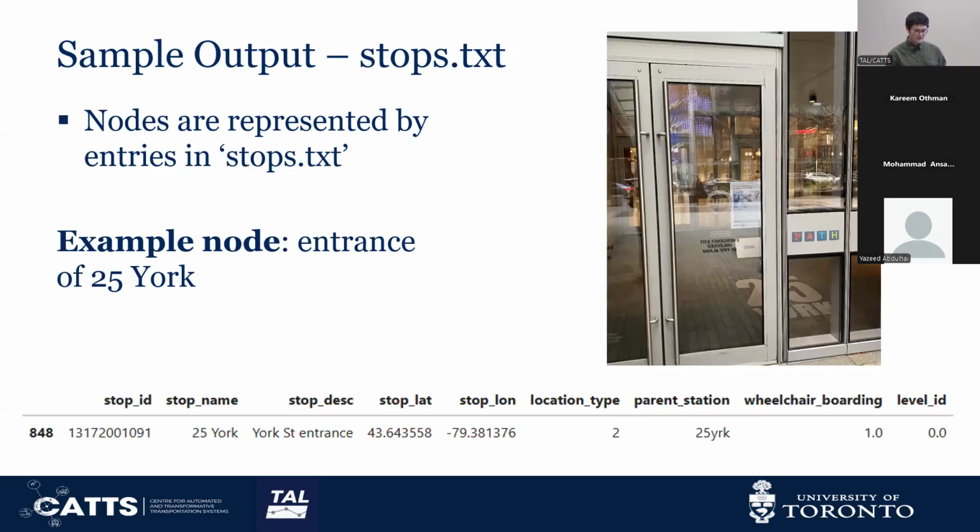Nodes in GTFS pathways are stored as entries in stops.txt. An example node is an entrance of a building, which is part of the PATH network. Calling these nodes stops sounds a bit weird or counterintuitive, but since GTFS was originally a transit-specific data standard, that is the terminology they use. At the bottom, you see the entry that corresponds to this entrance.